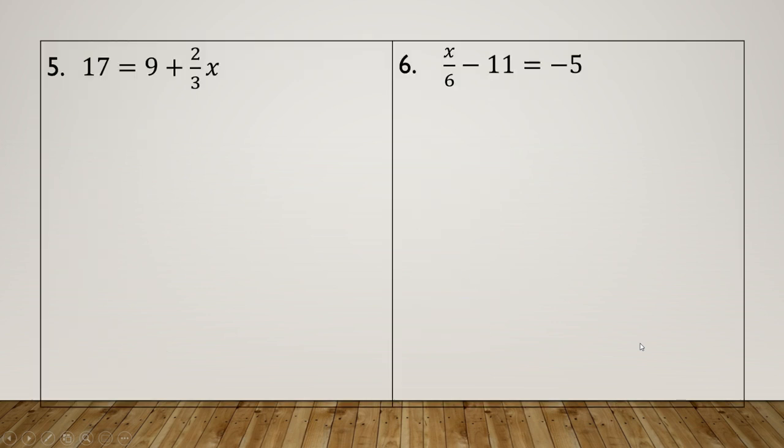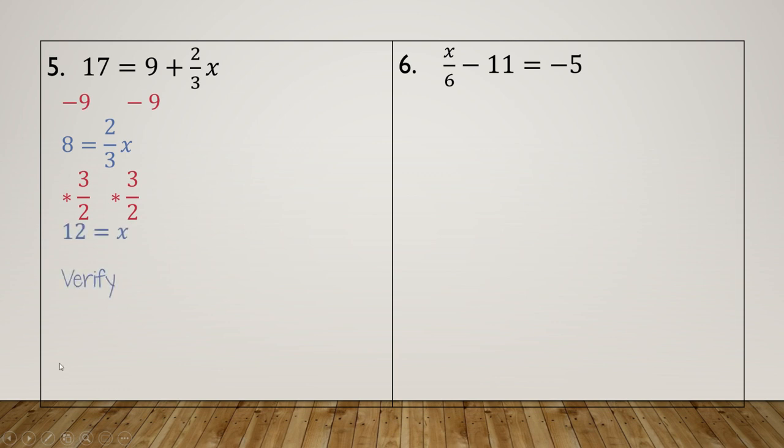All right, number 5. So x is multiplied by 2/3, and then we are adding 9. So the first thing we want to do is get rid of this plus 9. So we're going to subtract 9 from both sides. And then x is multiplied by 2/3. So to undo that, we'll multiply by the reciprocal, which is 3/2. So 2/3 times 3/2 equals 1. They cancel each other out. Then when I take 8 times 3/2, I'm going to take 8 times 3 to get 24, and then divide that by 2 to get 12.